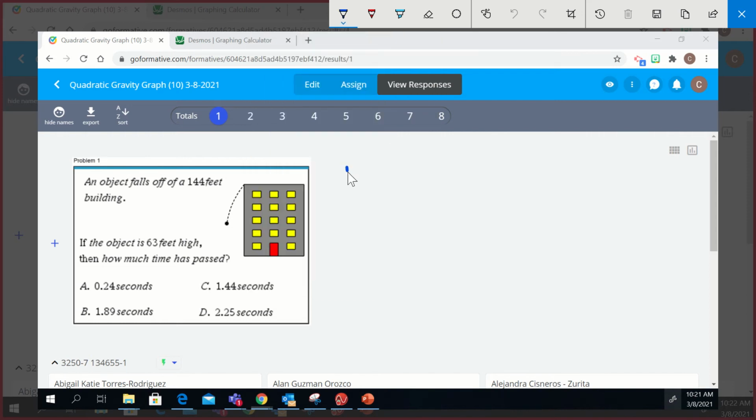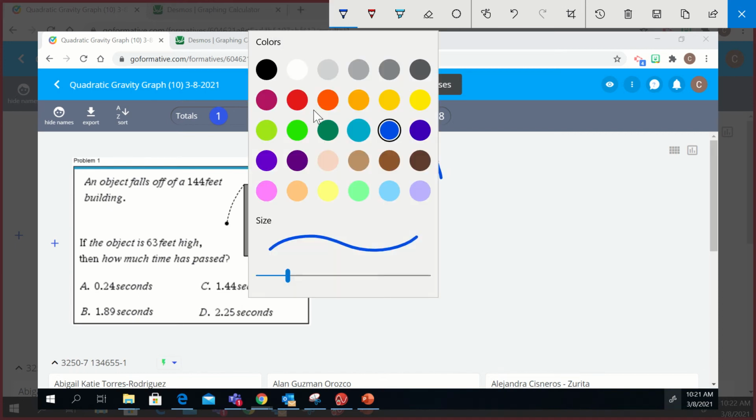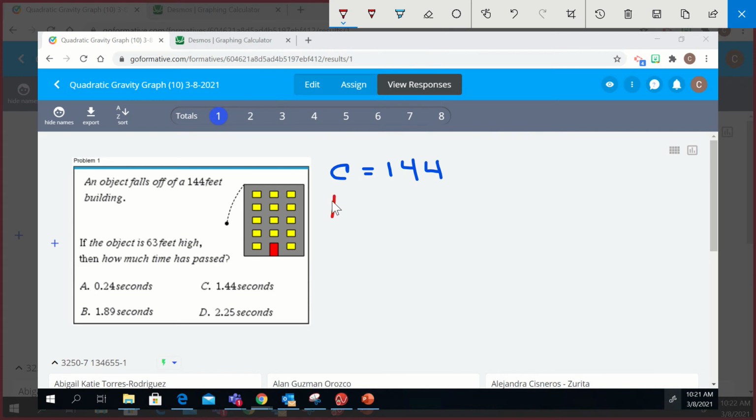We start with our C value. What is our value of C? And here we got a C value of 144. We know that. And we know our A value is still, again, because of gravity, we know A is equal to negative 16 t squared.